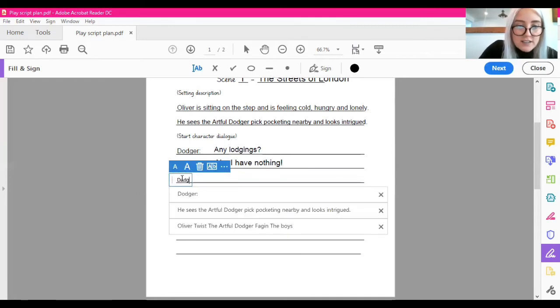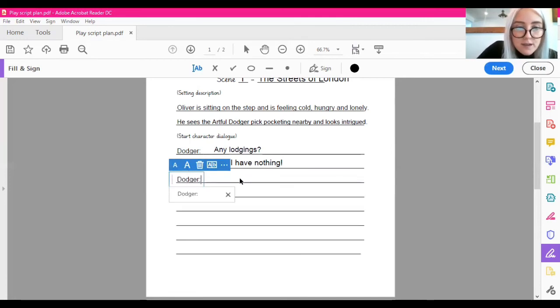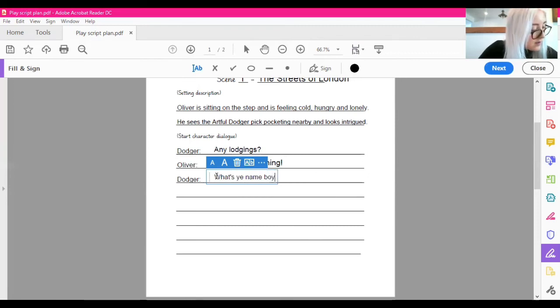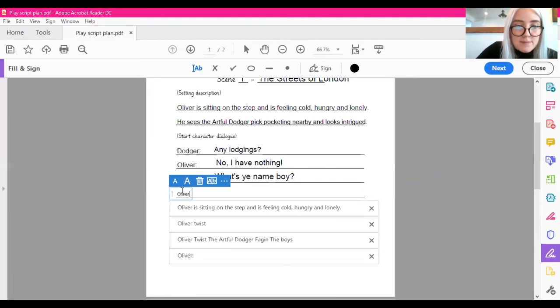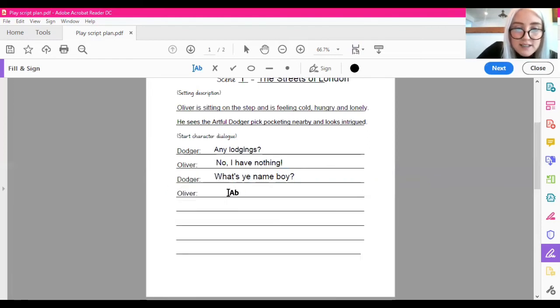So Dodger is going to say back, remembering our colon, what's your name, boy? Now on the next one, when Oliver replies back, I'm going to include a stage direction. I'm going to say muttering, which tells us that the person that's playing Oliver should be saying it in a muttering voice. Maybe he's feeling quite nervous or scared. He's going to say, Oliver, Oliver Twist.